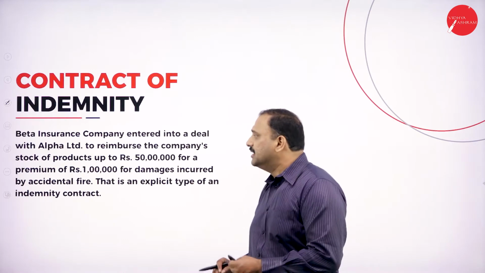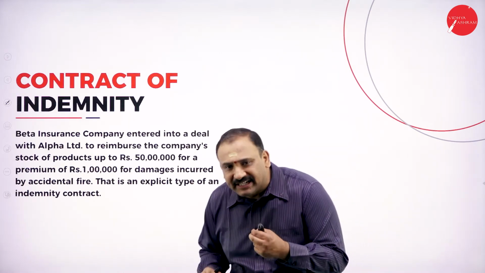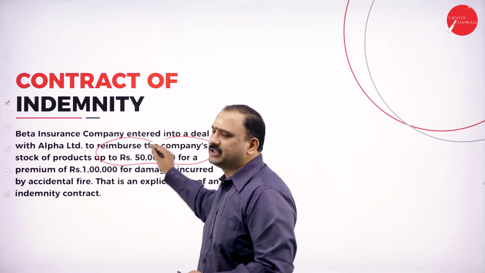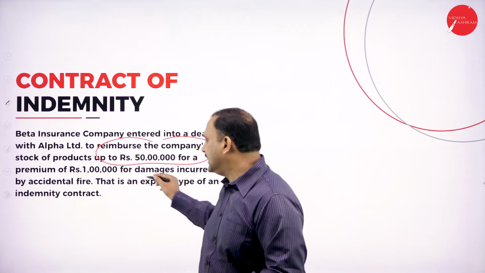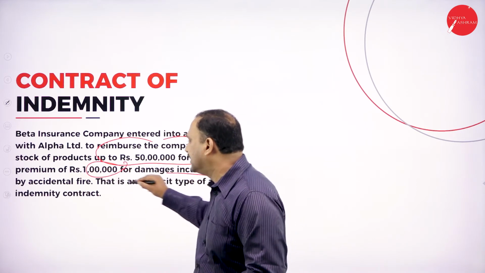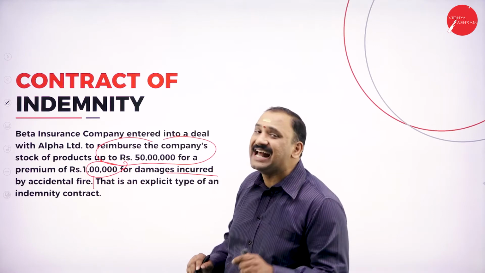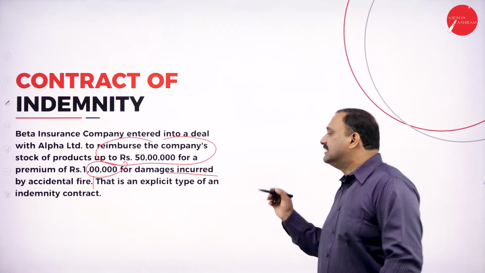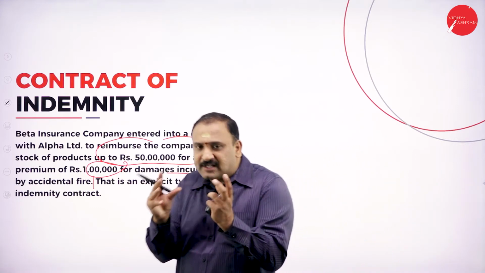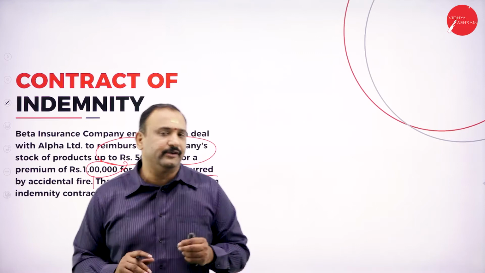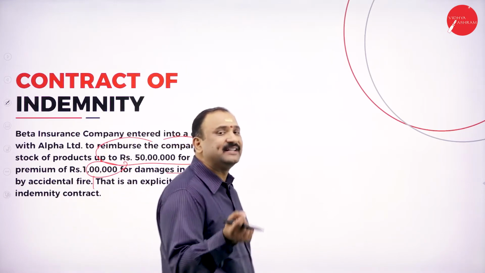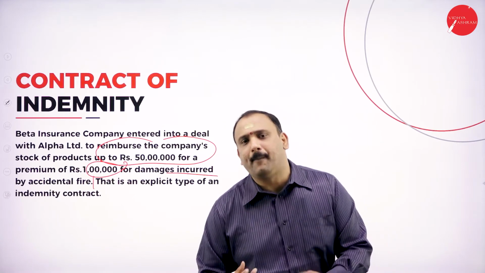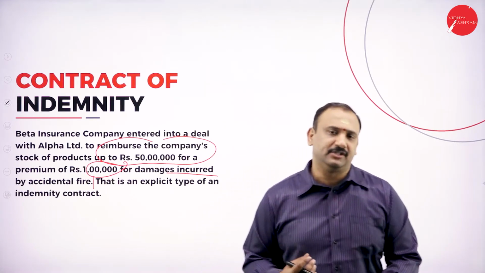Now, moving further, Beta Insurance Company entered into a deal with Alpha to reimburse the company's stock of products worth 50 lakh rupees for a premium of 1 lakh for the damages incurred by accidental fire. This is an explicit type. The first one, what we saw, was an implicit type. The difference that we need to understand very clearly is that implicit is by the statement. Explicit is where you have expressed, where you have told it openly. You have agreed upon certain terms and conditions.